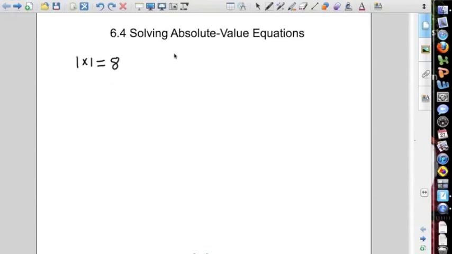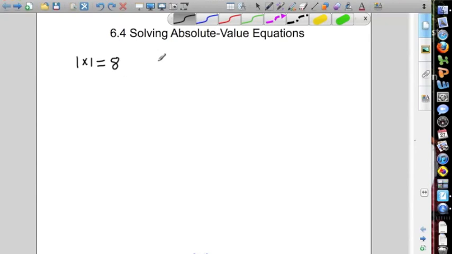Okay, today we're going to go on to section 6.4, solving absolute value equations. For the first part of the lesson, we're just going to talk about solving the equations, not the inequalities. As you glance at the equation we have here, really just starting off reminding you what absolute value is. Remember, the absolute value is the distance from zero. As you talk about absolute value, it's always going to be positive because distance is always positive.